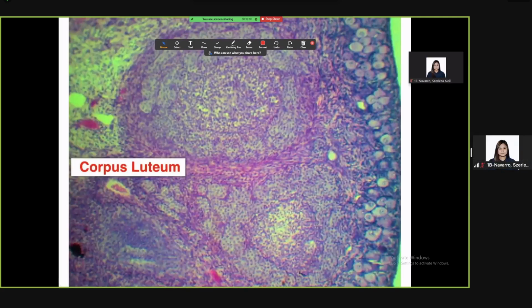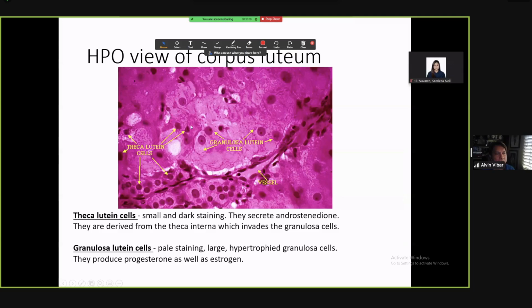Okay. Again, after ovulation, what will happen to the mature Graafian follicle? It will be transformed initially into a corpus luteum. Okay, you have to remember that. Immediately after ovulation, the mature Graafian follicle will be transformed into a corpus luteum. The whole structure is a corpus luteum, which is made up of two types of cells.